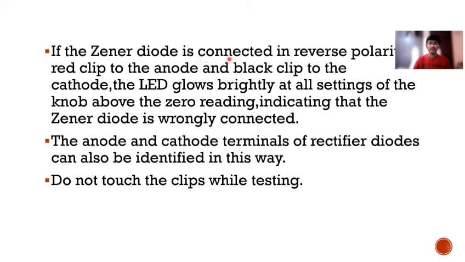If the Zener diode is connected in reverse polarity, that is, red clip to the anode and black clip to the cathode, the LED glows brightly at all settings of the knob above the zero reading, indicating that the Zener diode is wrongly connected. The anode and cathode terminals of rectifier diodes can also be identified in this way. And do not touch the clips while testing the circuit.